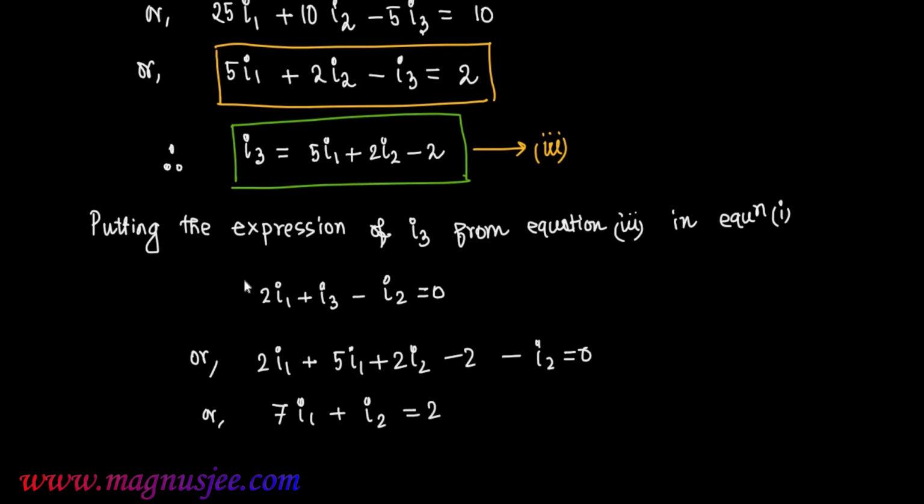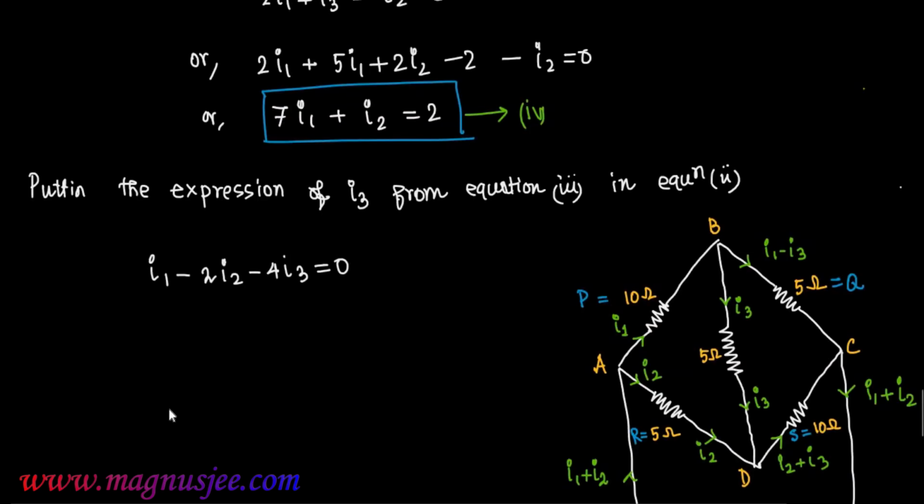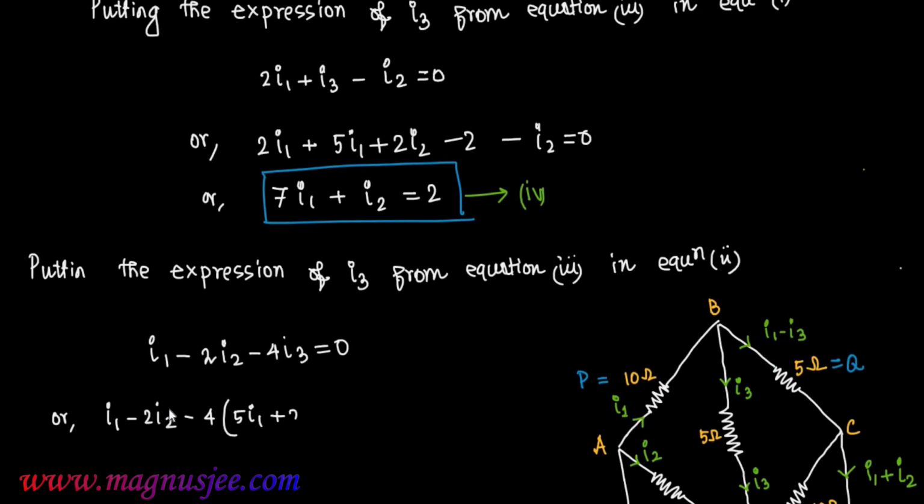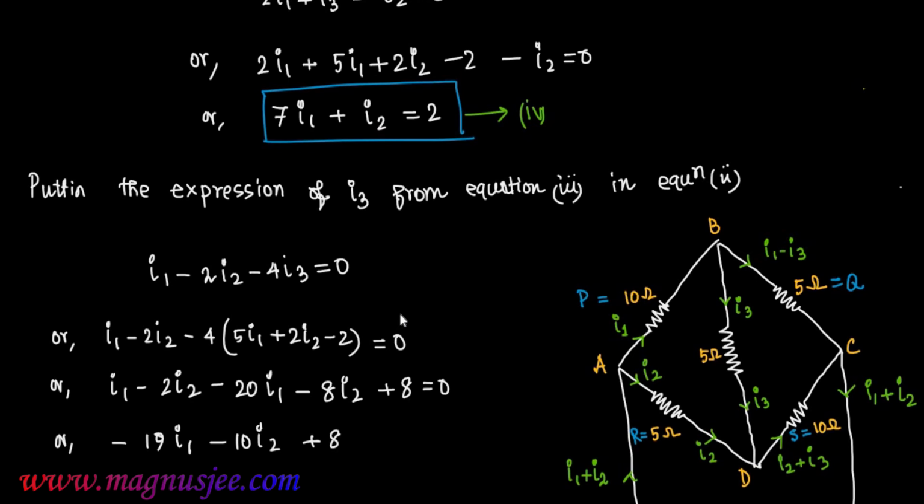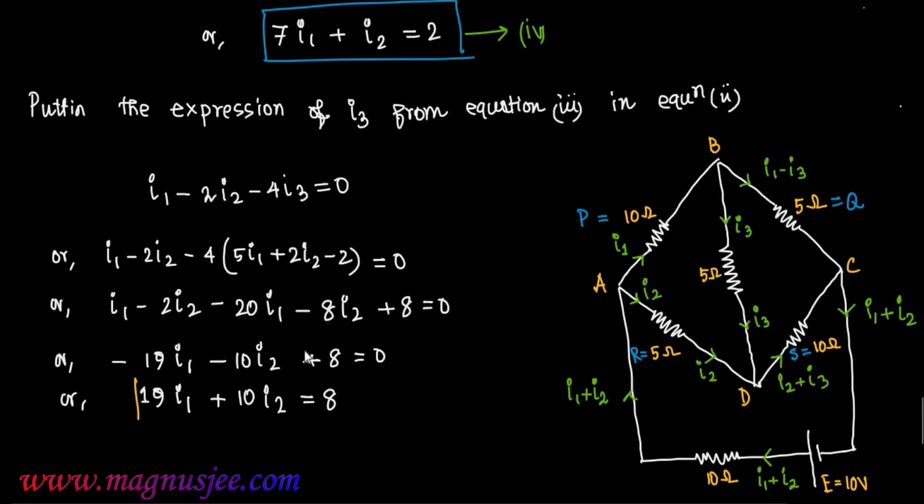Finally we get 7I1 plus I2 will be equal to 2, which is equation 4. Now in equation 2, I1 minus 2I2 minus 4 into bracket 5I1 plus 2I2 minus 2 will be equal to 0. Or I1 minus 2I2 minus 20I1 minus 8I2 plus 8 equal to 0. If we simplify, we get minus 19I1 minus 10I2 plus 8 equals 0, or 19I1 plus 10I2 is equal to 8, which is equation 5.